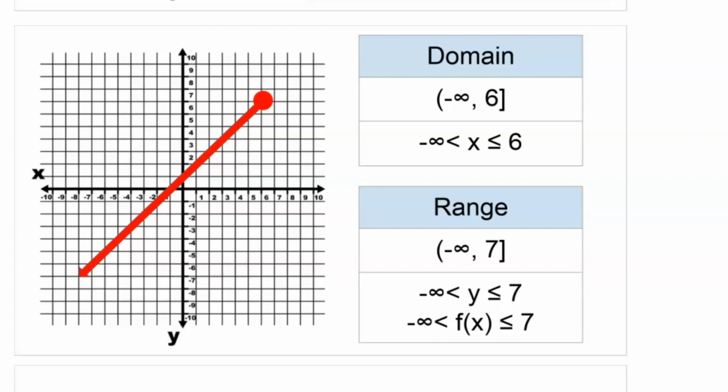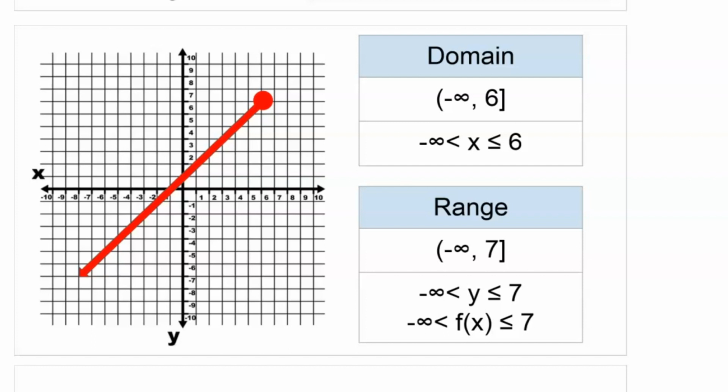So again, you can never actually equal infinity or negative infinity, so that is why we use the parenthesis, and we don't use the equal to sign with infinity. And then on the right, we have that closed circle, so we'll have the square bracket on the 6, and the equal to sign in the inequality, because x does in fact equal 6.